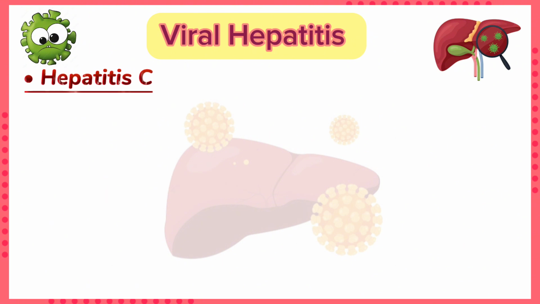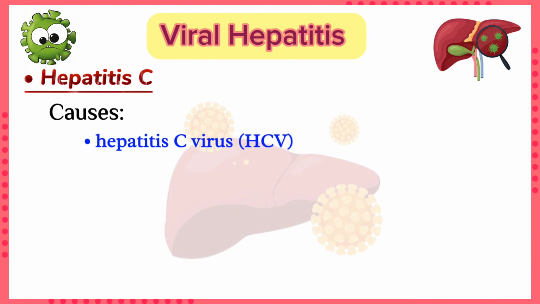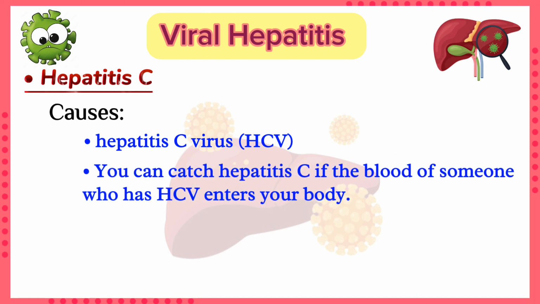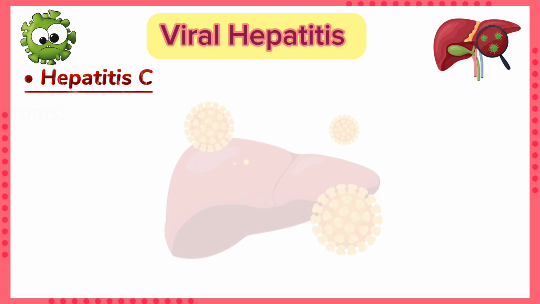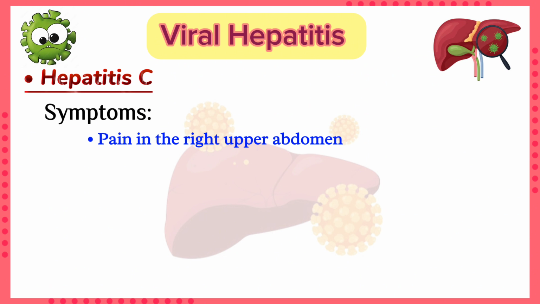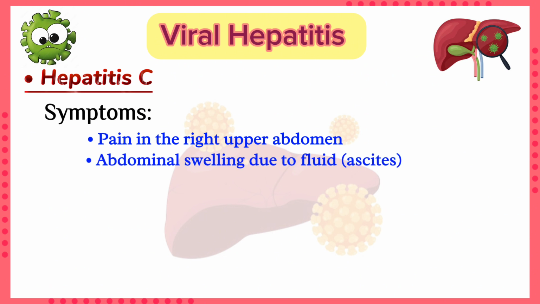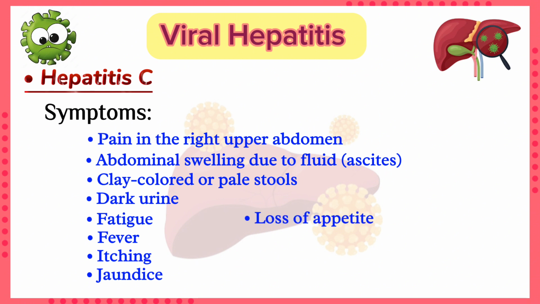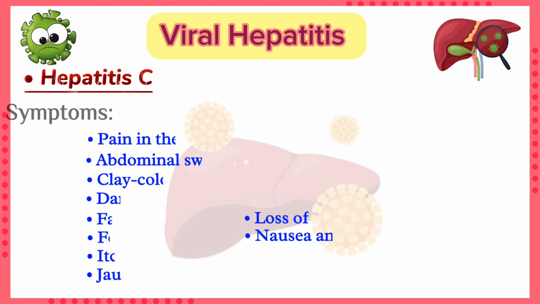Hepatitis C. It is caused by the hepatitis C virus. You can catch hepatitis C if the blood of someone who has hepatitis C virus enters your body. The following symptoms may occur with hepatitis C virus infection: pain in the upper right abdomen, abdominal swelling due to fluid, clay colored or pale stools, dark urine, fatigue, fever, itching, jaundice, loss of appetite, nausea, and vomiting.